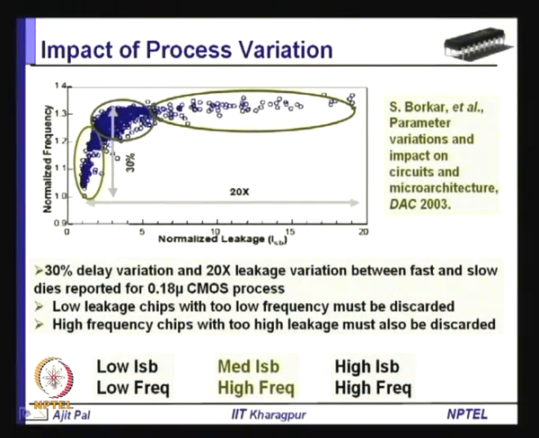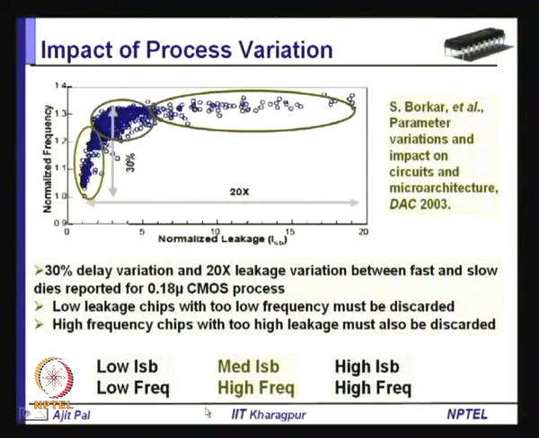Low leakage chips with low frequency are to be discarded. Similarly, high frequency chips with too high leakage, that means this will lead to very large power dissipation, also have to be discarded. So, we find that a large number of devices which are fabricated are to be discarded because of this process parameter variation. So, we have to reduce the impact of this variation if we want to improve the yield.